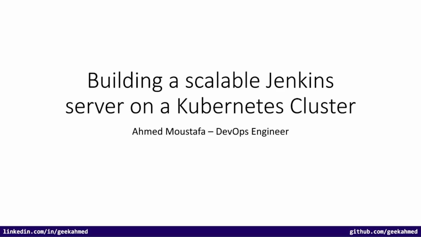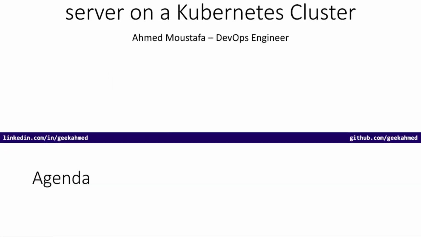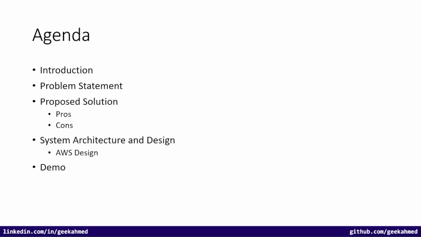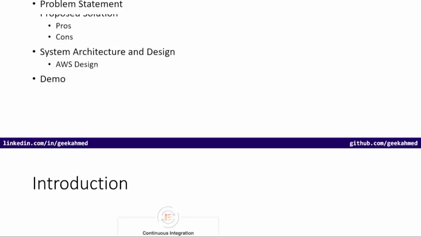Today I'll show you how to build a scalable Jenkins server on a Kubernetes cluster. Our agenda is short. We will start with an introduction to the CI/CD pipelines and then define the problem we need to solve. And finally, we will show the solution architecture and a demo for it.